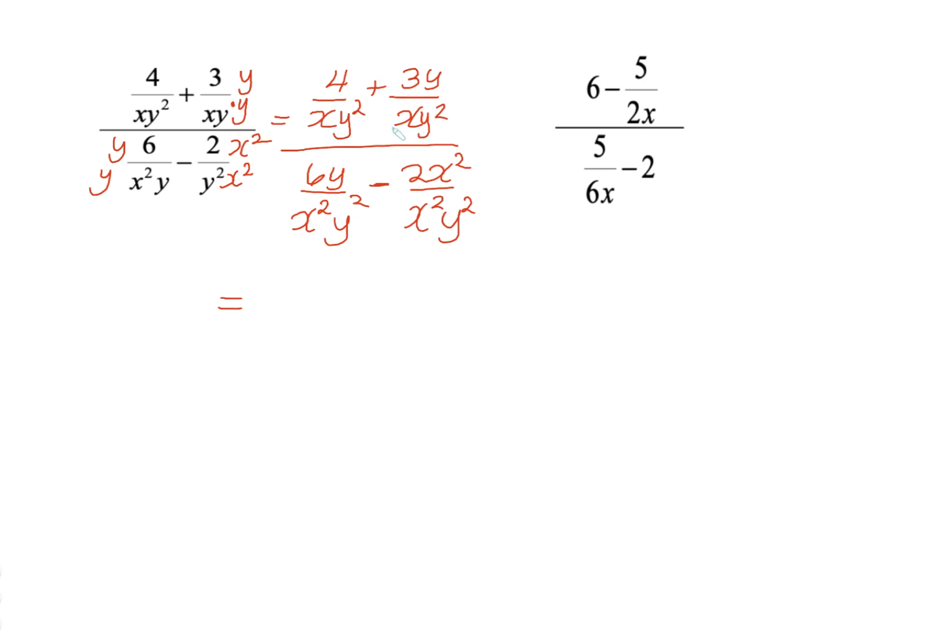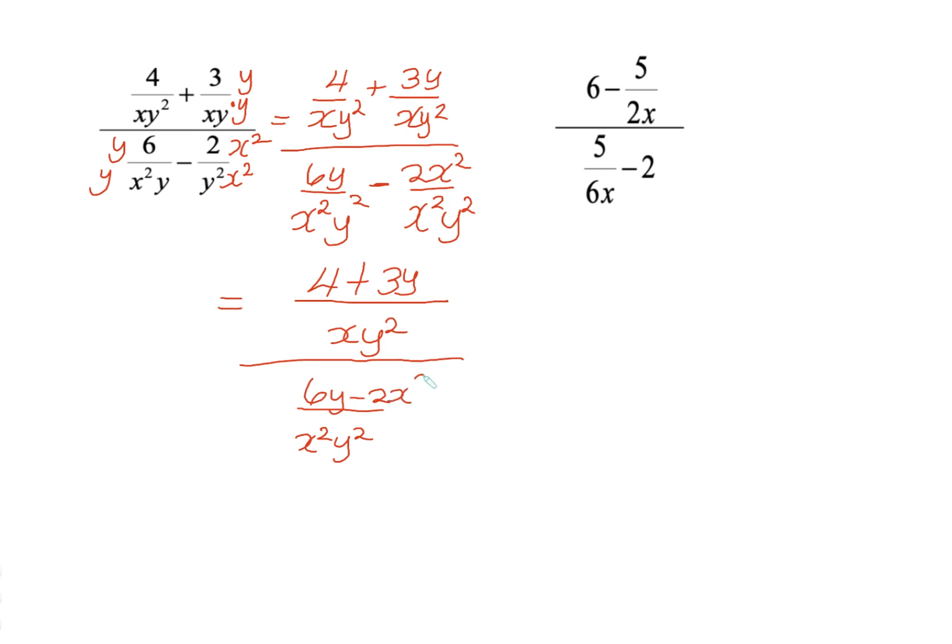Our denominators are the same. So it was going to be just xy squared. We're going to combine the numerator, which is just going to be a number sentence, 4 plus 3y, over, okay, here, these are the same. So you have your x squared, y squared, and let's do our number sentence. This would be 6y minus 2x squared.